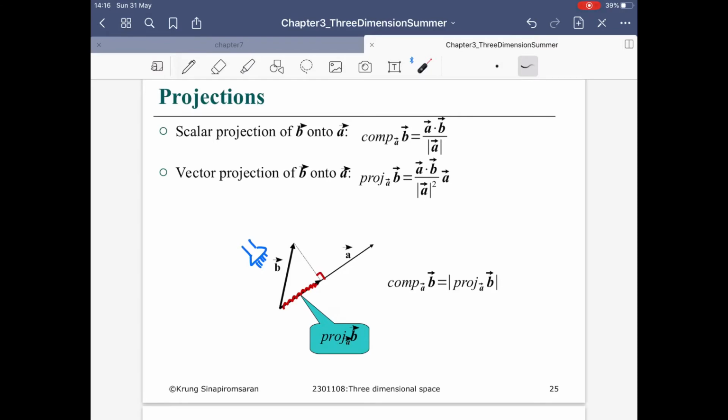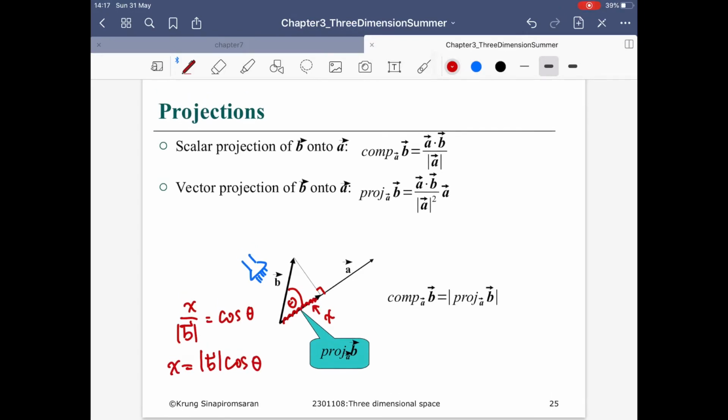If this is the angle theta between a and b, then look at this right triangle. Let's say that the length we would like to find is x. So we know that x over the length of b is the adjacent over the hypotenuse, which is the cosine of theta. So x is actually the length of b times cosine theta.